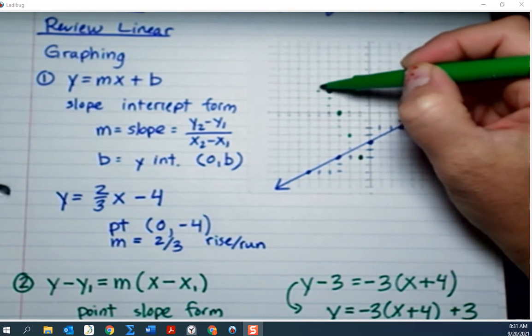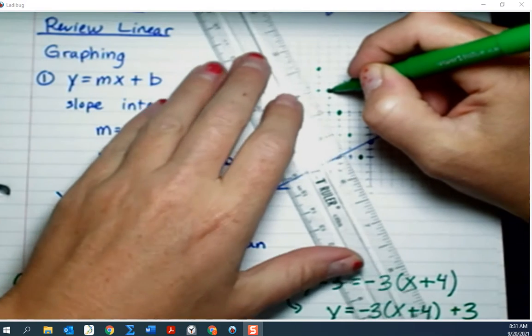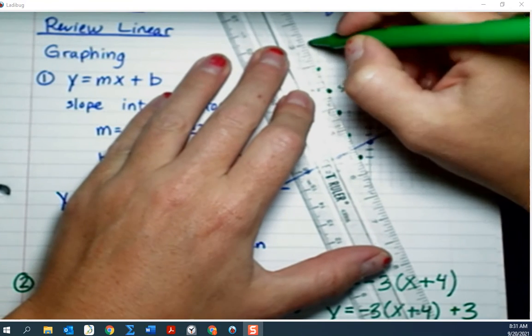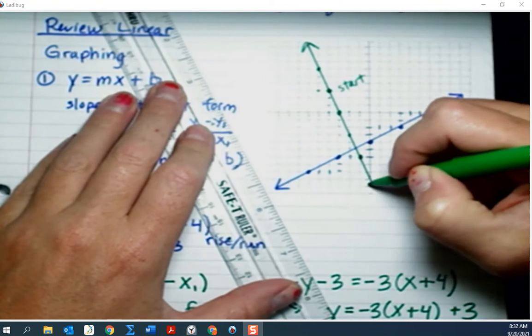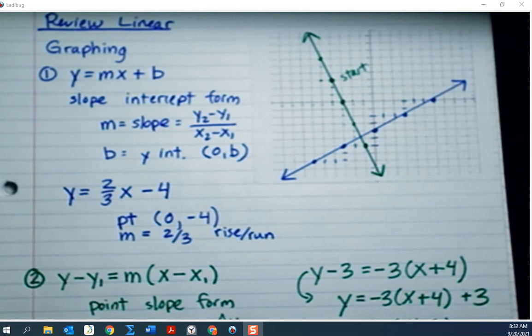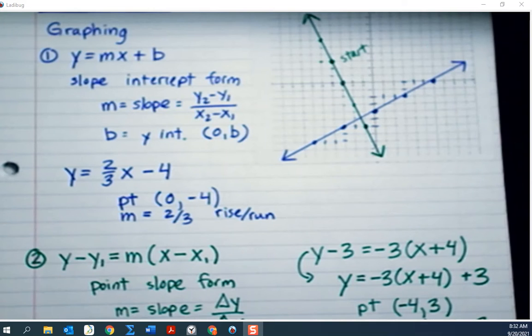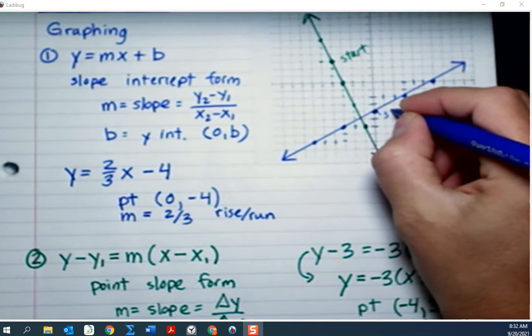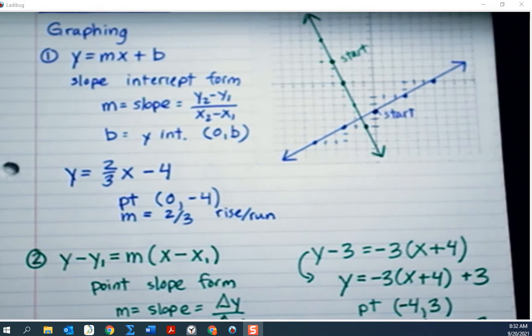You can count to the left of your starting point also, whichever direction is easier. Okay, and connect. I guess I'll just make a note to myself. This is where I started. But you always start at the point and then count the slope.